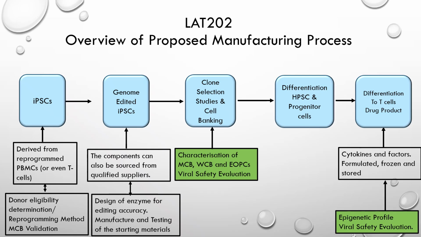And then differentiation into hematopoietic stem cells or progenitor cells, and then differentiation to your T cell drug products. And this will be brought about by cytokines and growth factors. Your T cell drug product could be formulated, could be frozen and stored, frozen for storage. It could be formulated in a specific drug product formulation.